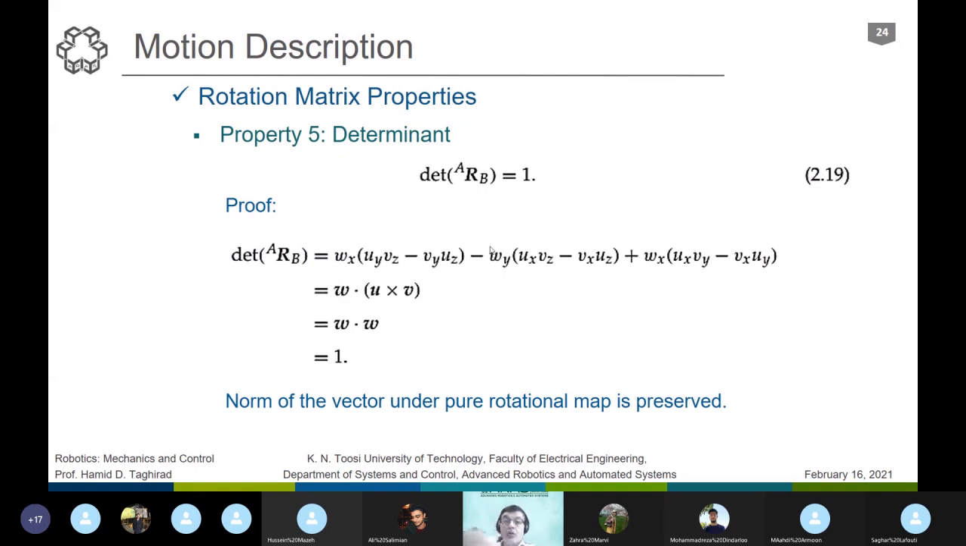Not only do the rows and vectors of the orthonormals have a very specific property, the determinant also has a very specific value. The determinant of any rotation matrix is 1. So it means that it doesn't change the length of the vector. The norm of the vector on a pure rotational map is preserved. And this is one of the proofs. You can have different types of proofs that for any rotational matrix, the determinant is 1.